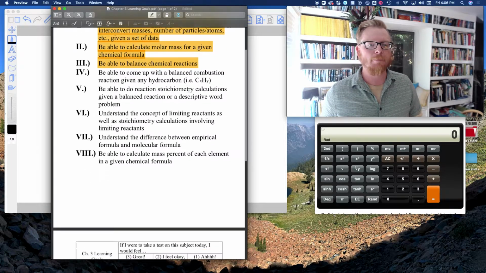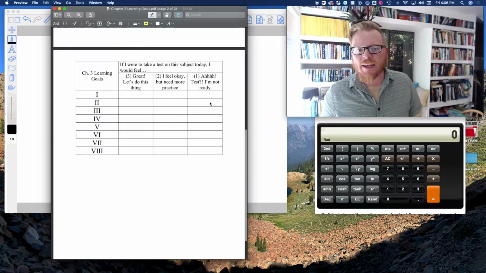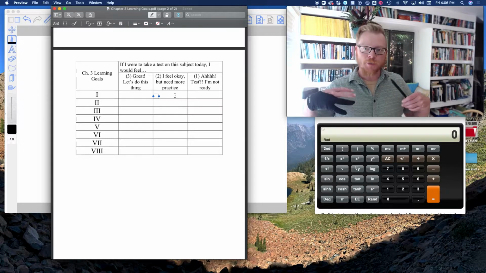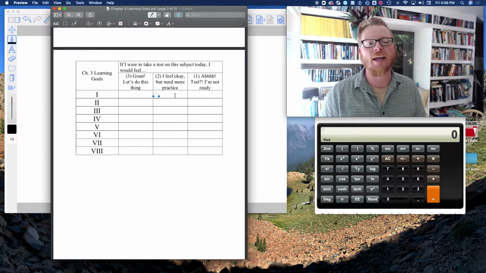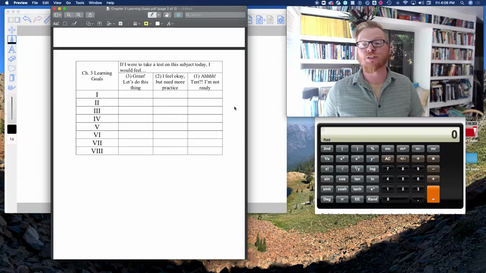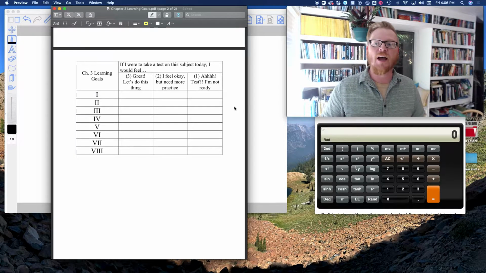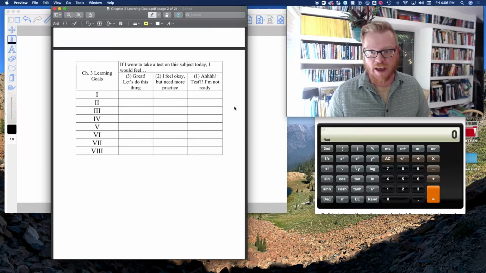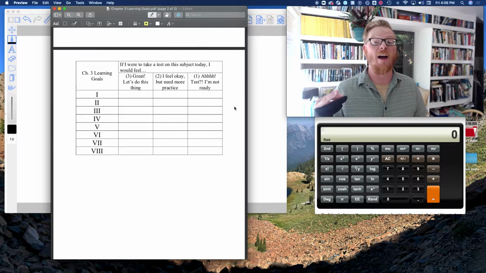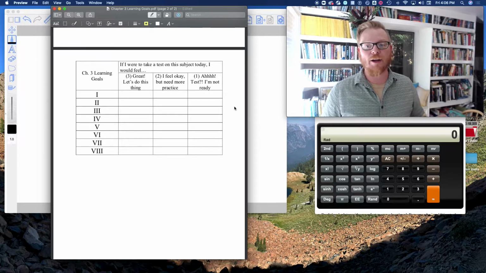But remember, you might be in this category: I'm not ready for a test. Or maybe you're in this category: I feel okay, but I need more practice. So remember, use this document as a means of guiding yourself through the material. You can tell by now I go through things a little on the faster side because we have a lot of content to go through. So I might go through something really fast and then move past it. Make sure that you feel good about that before you move on.